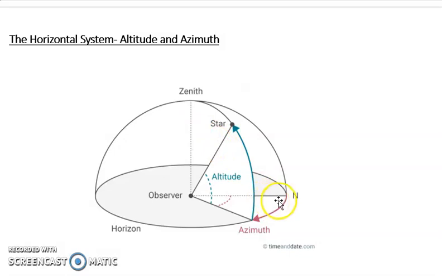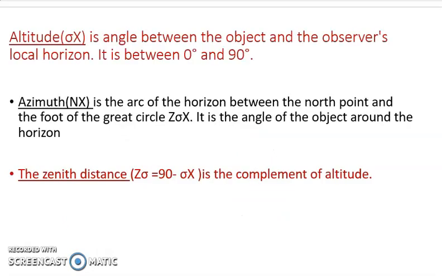The other coordinate is azimuth. It is indicated by this red line. It is measured from the north point along the horizon. It can be measured in this direction up to the foot of this great circle. And these three we have mentioned: altitude, azimuth and the zenith distance.